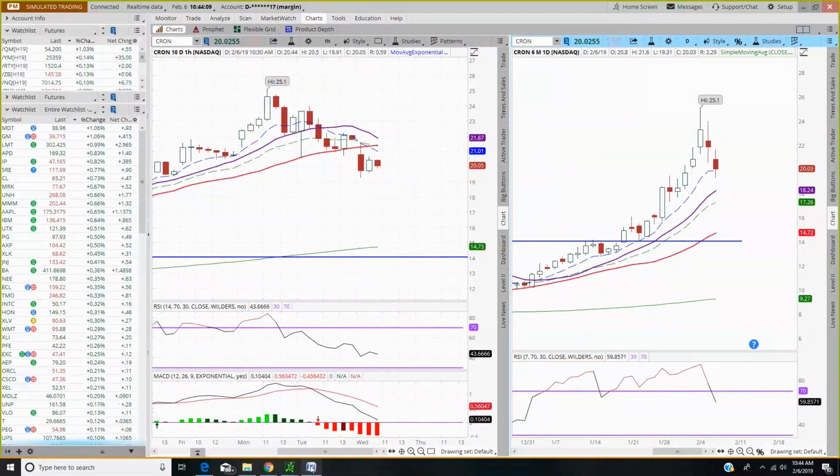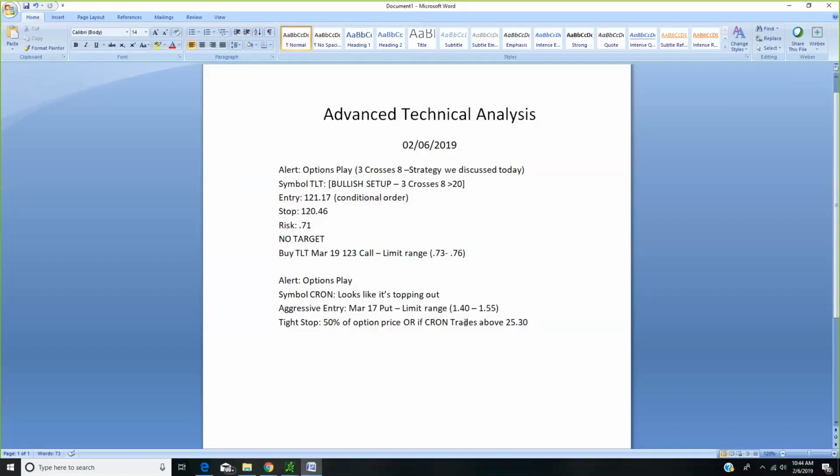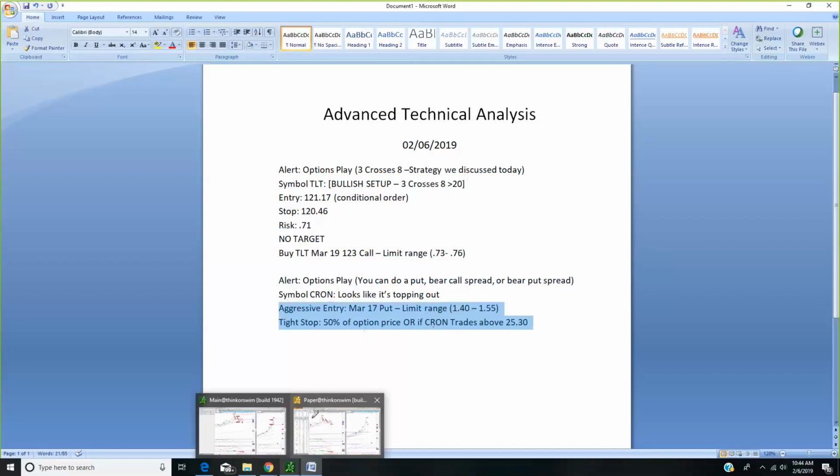So when I put an alert for you guys, and it says option play, symbol, whatever, I'm going to tell you right up here, I'm going to say you can do a put. So next time I'm going to put, you can do a put, bear call spread, or bear put spread. And if you don't know how to do that, you're going to be able to resort to the video on those strategies. Because it doesn't matter to me which one you do. I'll tell you in full disclosure the one that I'm doing. Okay, and I did the put. Simple as that.